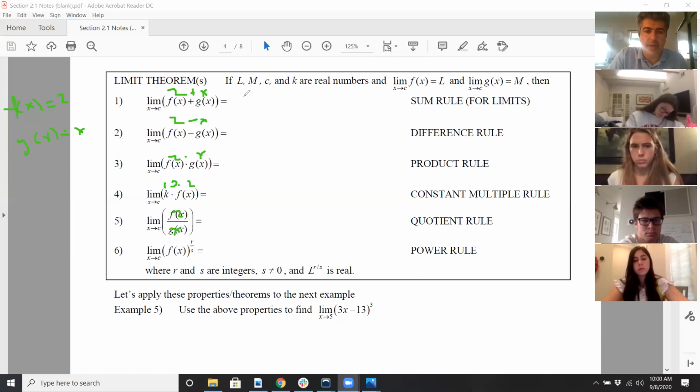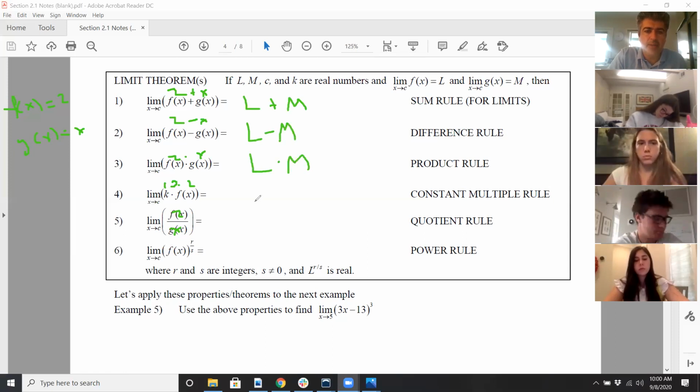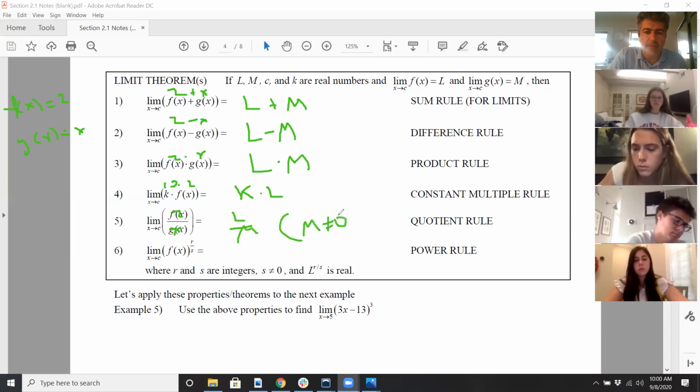Regardless of what your functions are, as long as you're adding two different functions, the limits can be added also. You could just say L plus M is going to be the value of the limit there. Or L minus M in this case. Or L times M in this case. Or the constant times your limit in this case. Or L over M in this case, provided that M does not equal 0, because that would be undefined. Or L raised to R over S power, whatever R and S are.